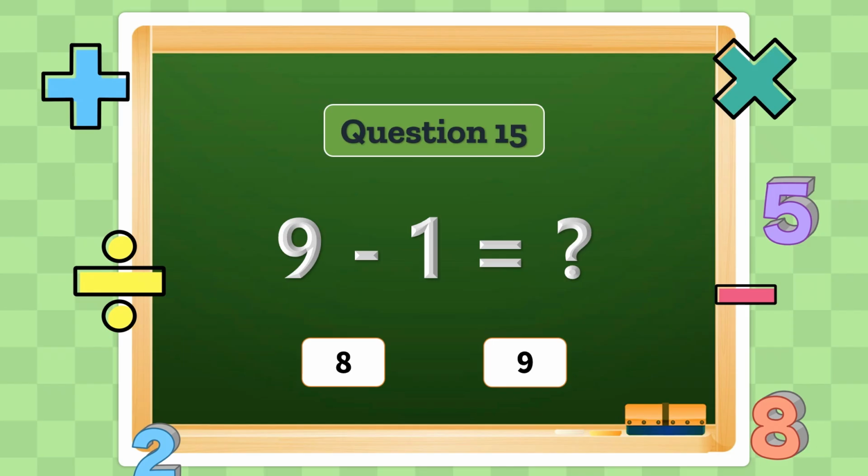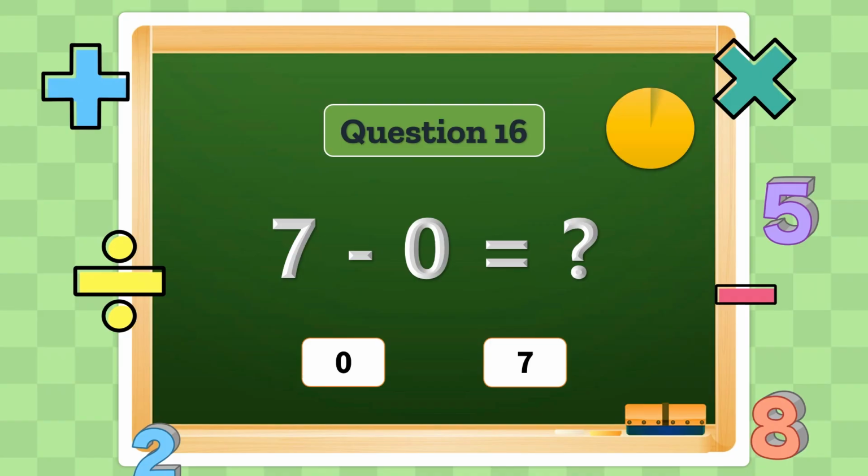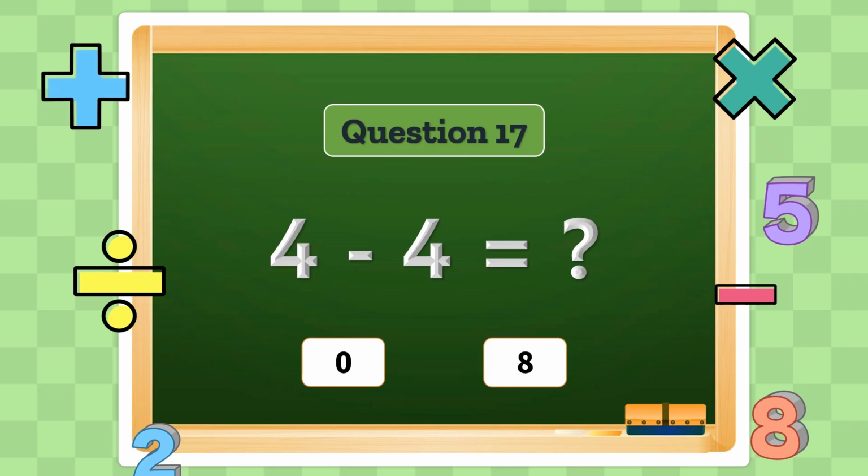What is 9 minus 1? The answer is 8. What is 7 minus 0? The answer is 7. What is 4 minus 4? The answer is 0.